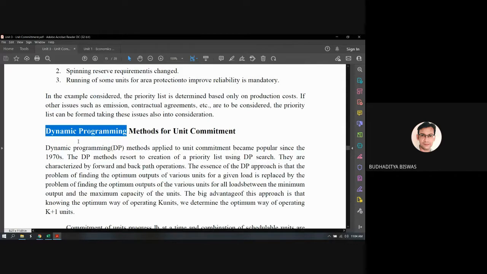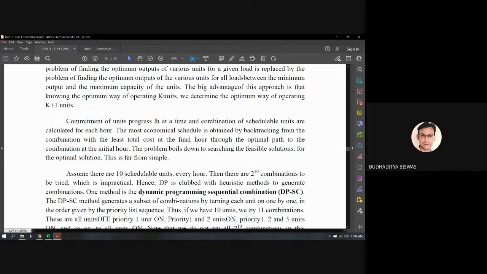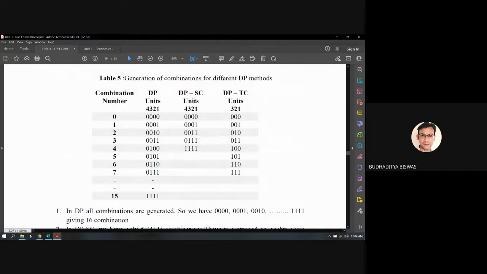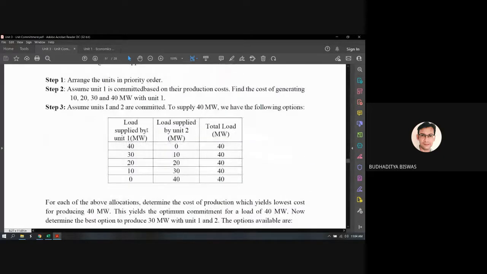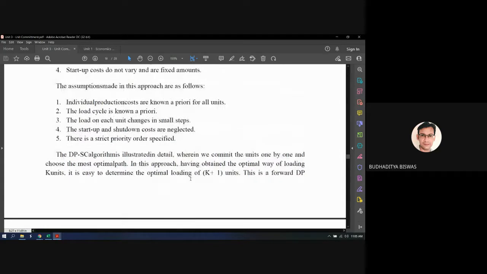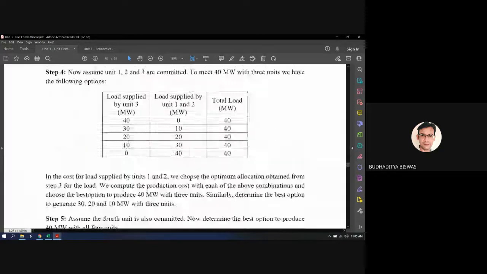Dynamic programming means you don't need to do some programming. Some problems will be given in this way, and this one is very interesting. You need to find out the scheduling. Scheduling means if the load demand is this, then which units should generate the electricity? If the load increases, which other units need to be switched on, or which units need to be switched off? This is called the scheduling, and that scheduling can be found using the priority list as well as the dynamic programming method.